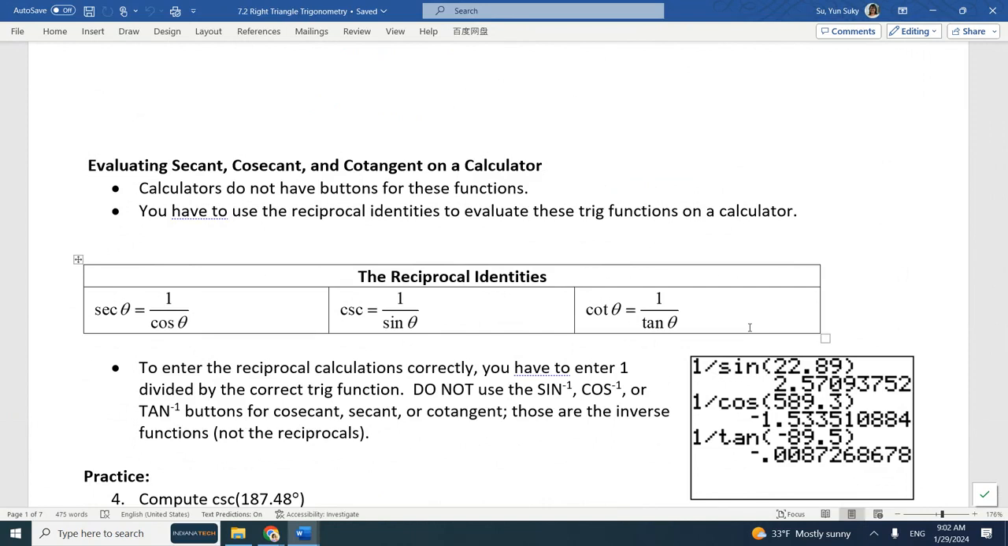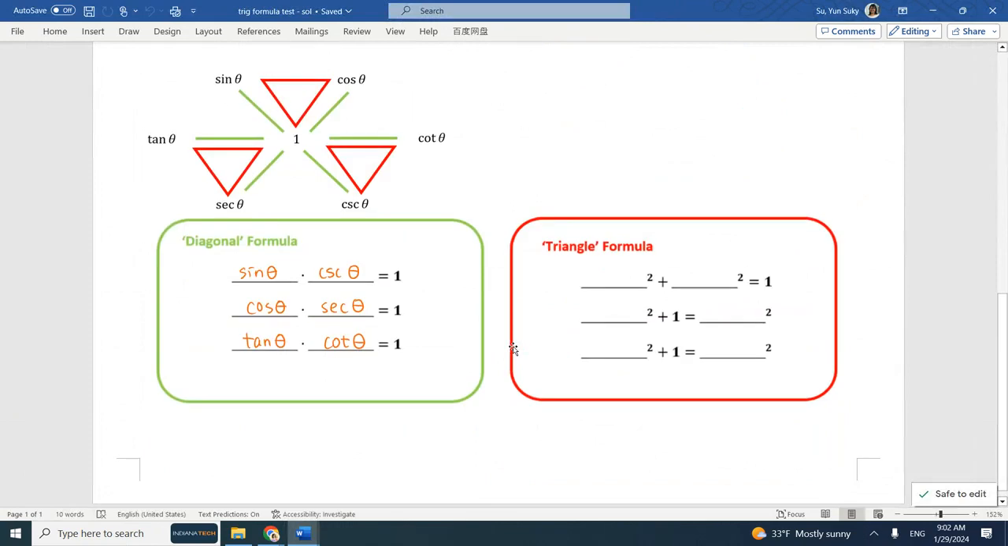So calculators do not have buttons for the secant, cosecant, and cotangent. However, because the secant is the reciprocal of cosine. Do you remember? Secant is the reciprocal of cosine. And how do we know that? So remember this one? This hexagon? Yeah, we use this hexagon to memorize the trig identities.